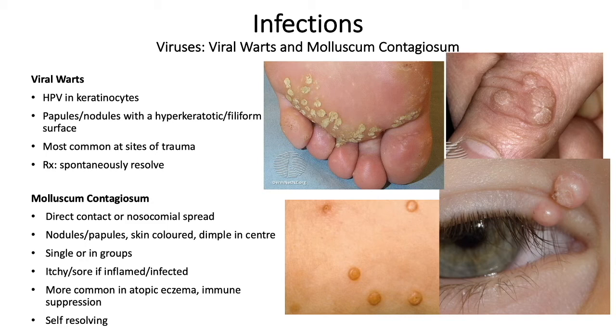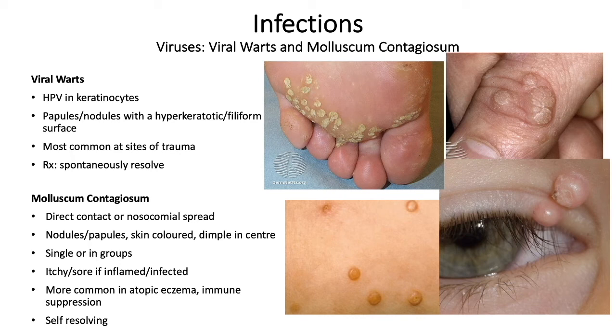Molluscum contagiosum. So the bottom images show this infection. It's caused by the pox virus, Molluscum contagiosum virus, or MCV. It's caused by direct or nosocomial spread. Normally there's a few weeks of incubation before the papules and nodules appear. They're skin coloured and have a dimple in the centre, and you can see that on both images, but particularly on the right-hand side. There can be just one lesion or they can appear in groups.